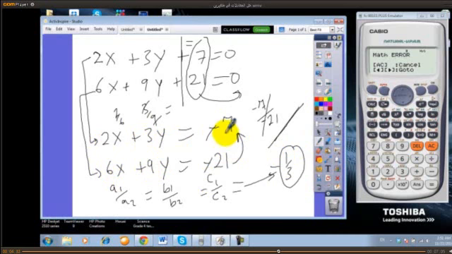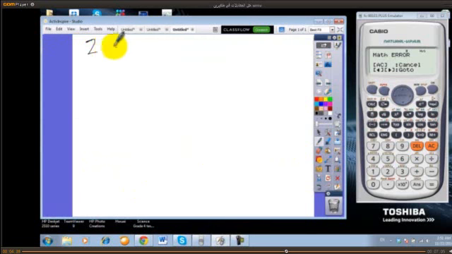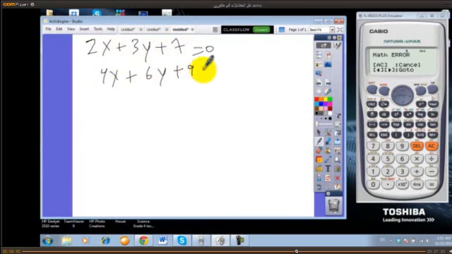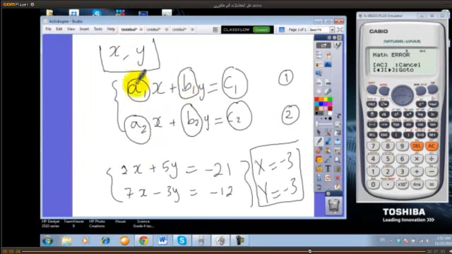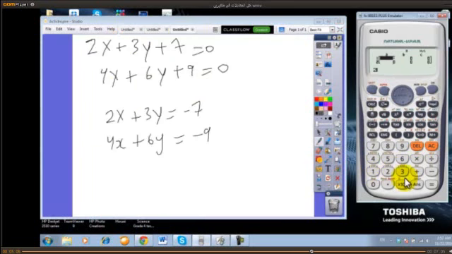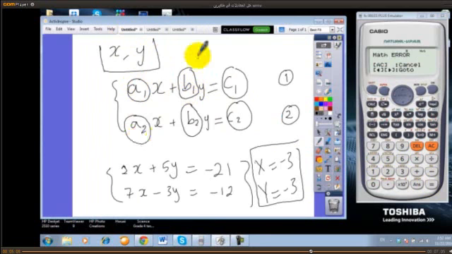In this case I'll say that the two equations represent two lines which coincide on each other, so they have infinitely many solutions. Finally, another example, 2x plus 3y plus 7 is equal to 0, first equation. Second equation, 4x plus 6y plus 9 is equal to 0. 2x plus 3y is equal to negative 7 again. I'll take it to the other side, and 4x plus 6y is equal to negative 9, to keep the shape of the equation.